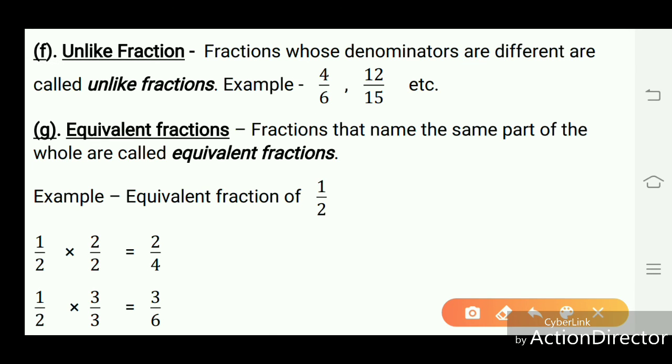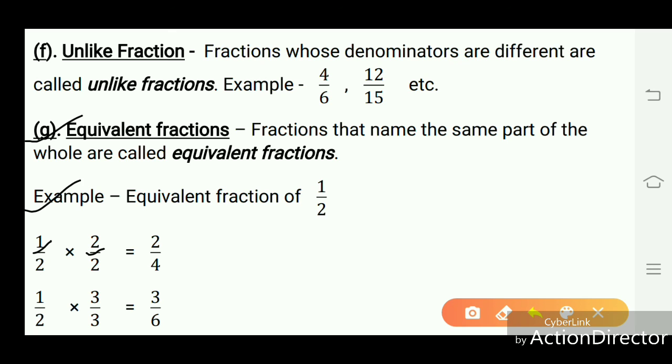Next, the seventh type of fraction is equivalent fractions. Fractions that name the same part of the whole are called equivalent fractions. Example, equivalent fractions of 1 upon 2. So how can we find equivalent fractions of any fraction? First we multiply the numerator and denominator by 2, then 3, then 4, and so on. So here first we multiply 1 upon 2 by 2 upon 2. Numerator multiplied by 2 and denominator multiplied by 2.